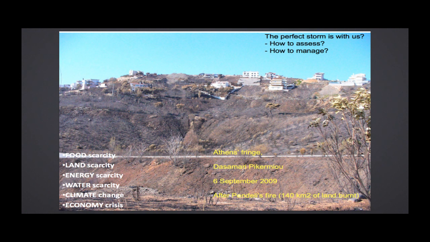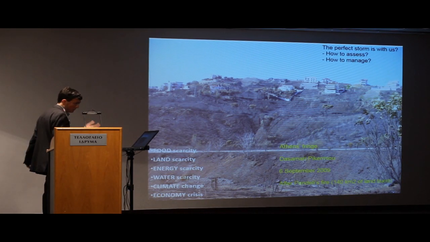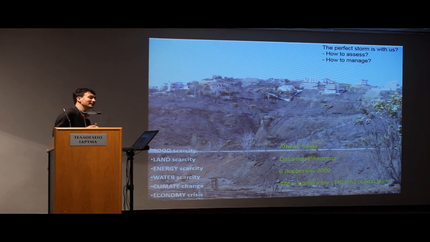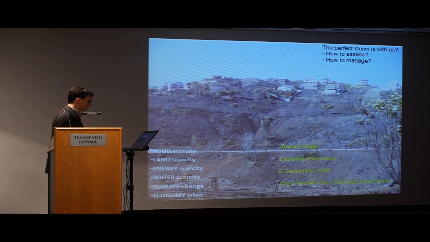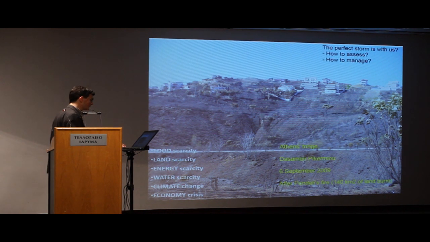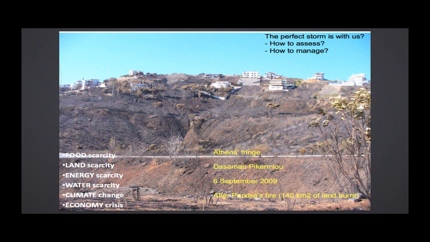It was a very big fire, more than 100 square kilometers involving land around the city. Here you have all these factors. You can see economic crisis, you know. Climate change, the place is very arid, as you can see. Water scarcity, because one problem in Athens is water scarcity, as you know as well. Probably energy scarcity, I don't know, but probably you have to assess this. And of course, land scarcity due to urban expansion, as you can see here.